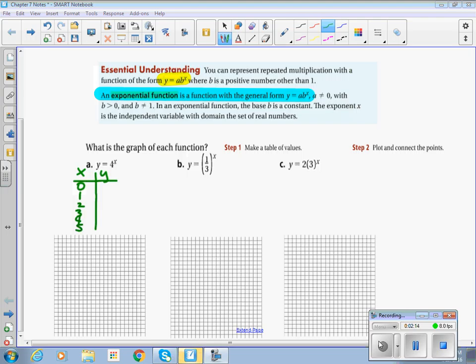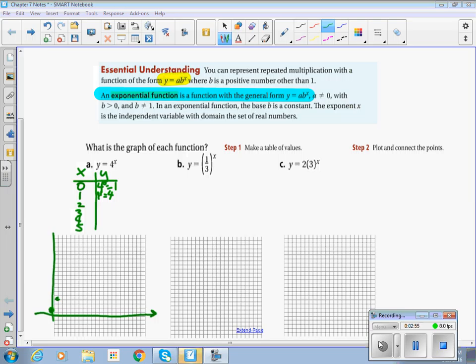All right, so when you make a table, when I put in 0 for x, 4 to the 0 is 1. So when I plug in 0, I get 1. When I plug in 1, I get 4 to the 1, which is equal to 4. So over 1 up 4. So plot these points on your graph.